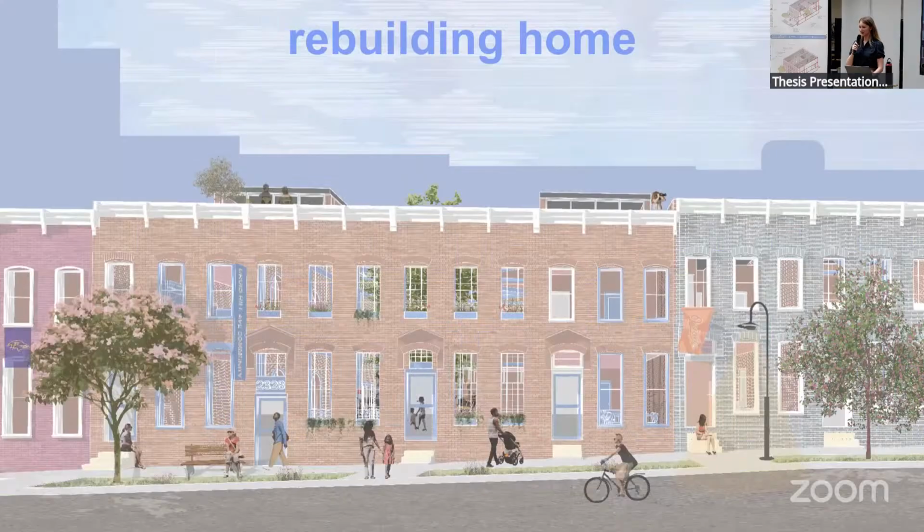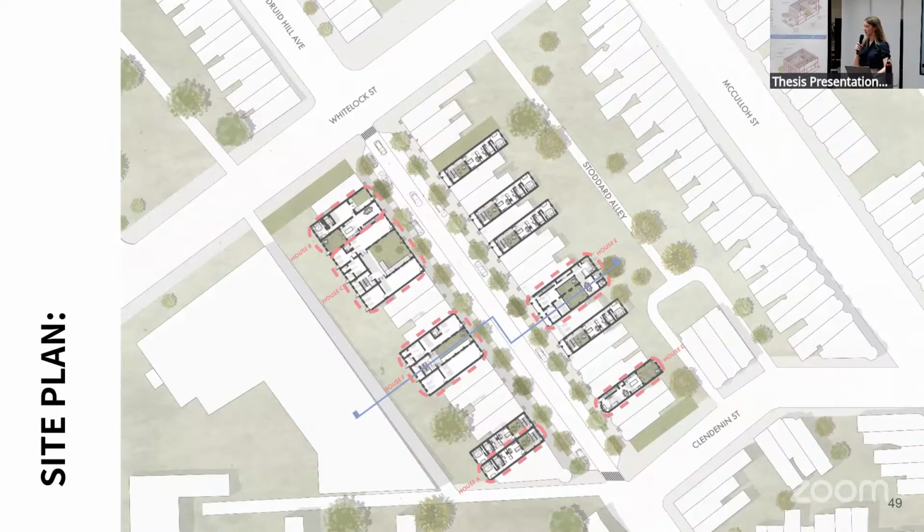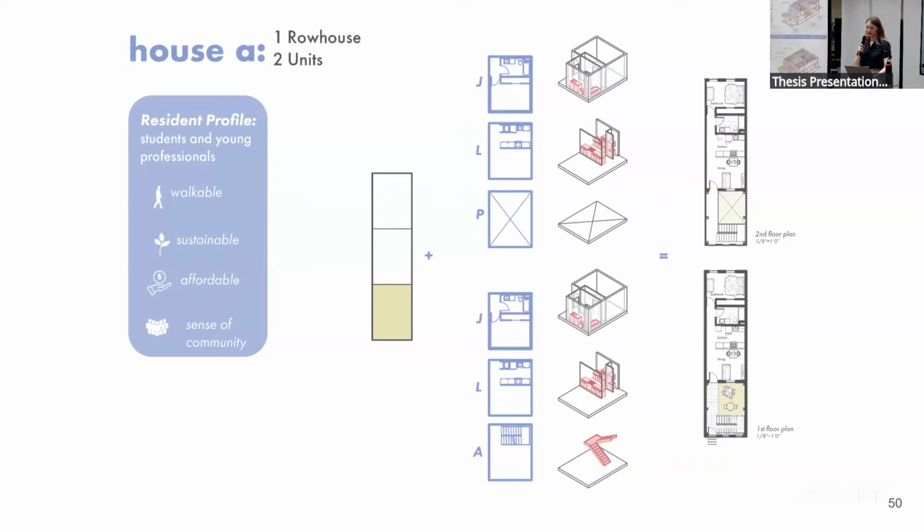But instead, I will be showing you 6 case study houses from these rules. So these houses use a single row house, 2 row houses, 3 and 4 row houses combined to create different plans. And looking in the site, they're informed by what this specific community needs. So I thought a lot about student housing and young professionals.